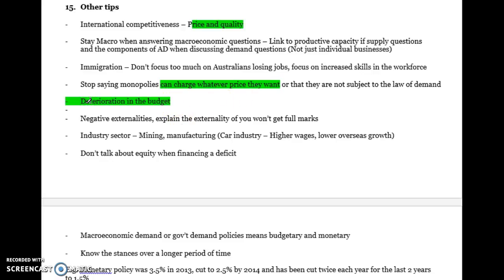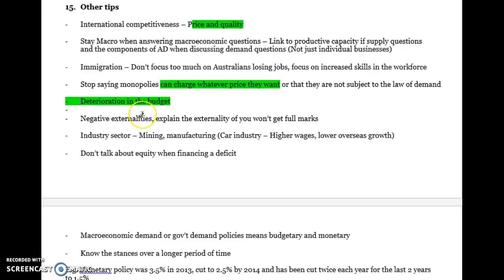Deterioration in the budget. What's causing this is really important. So you've got to be aware of some things that are causing the budget to stay low, like low commodity prices. So when I say low, high deficit. And also some things that are going to help reduce the size of the budget deficit, like the unemployment rate falling slightly at the moment, or some contractionary policies in the budget.